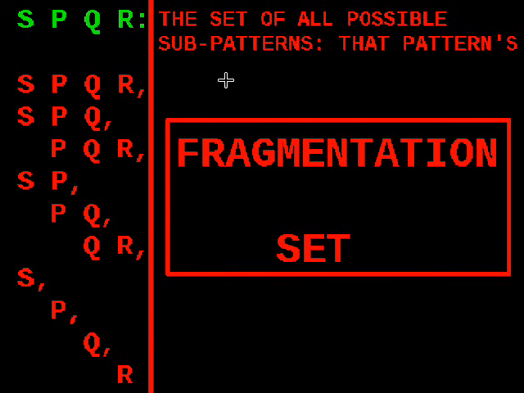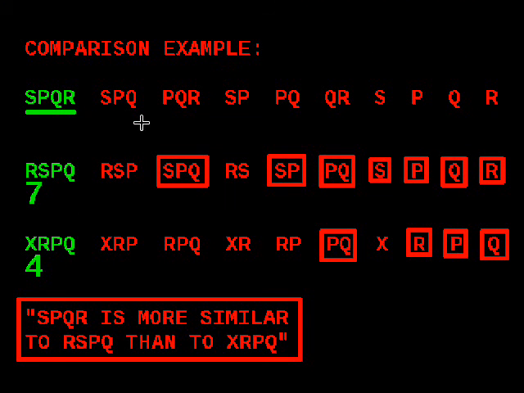And that is what I call a fragmentation set, namely the set of all possible sub-patterns to a pattern. Let's say the pattern is SPQR. Then its fragmentation set consists out of SPQR, that is itself, then SPQ, PQR, SP, PQ, QR, and so on. If you look at this set of sub-patterns, that is a unique expression of the above pattern. This is the fragmentation set, and so it can be used for comparisons.